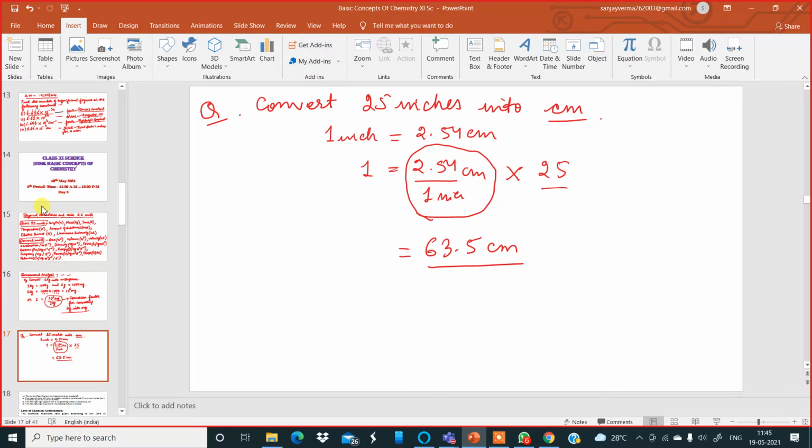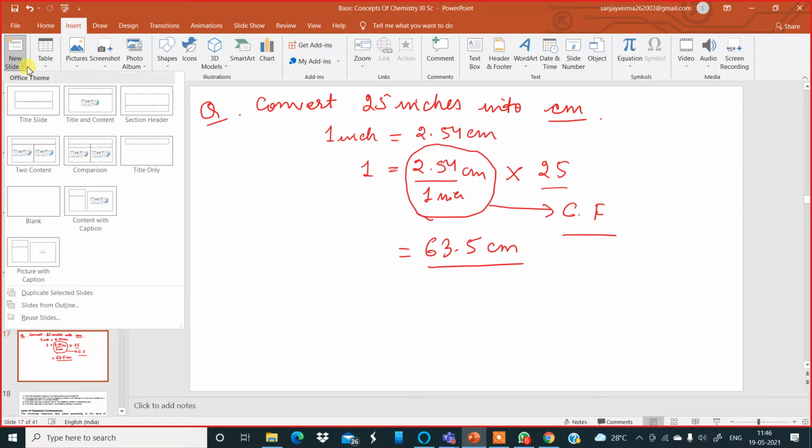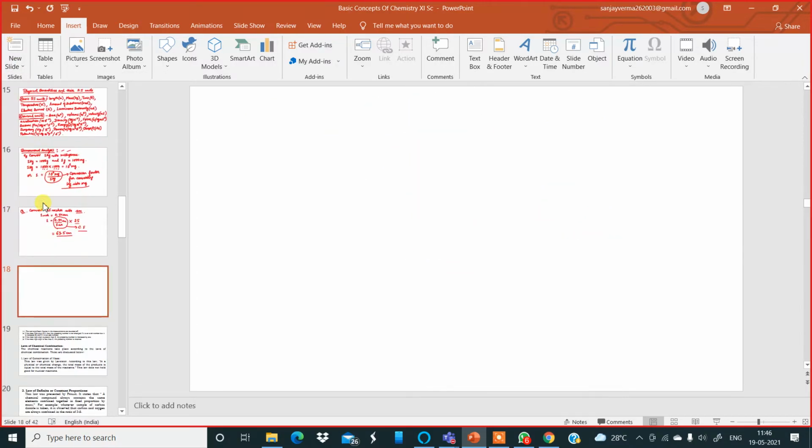So whenever you need to convert a higher unit into a lower unit, or this kind of sums, numericals, remember always to work out the conversion factor. So this concept of conversion factor comes under dimensional analysis. Now, just for the sake of getting better practice, I'm giving you the homework before I proceed to the next topic of the chapter today.